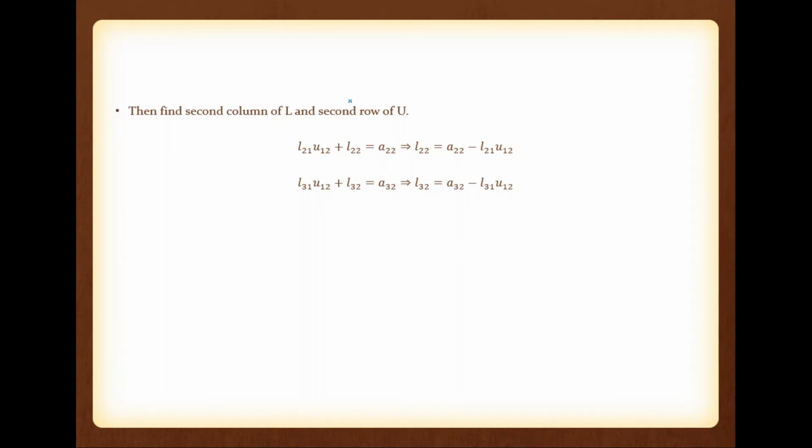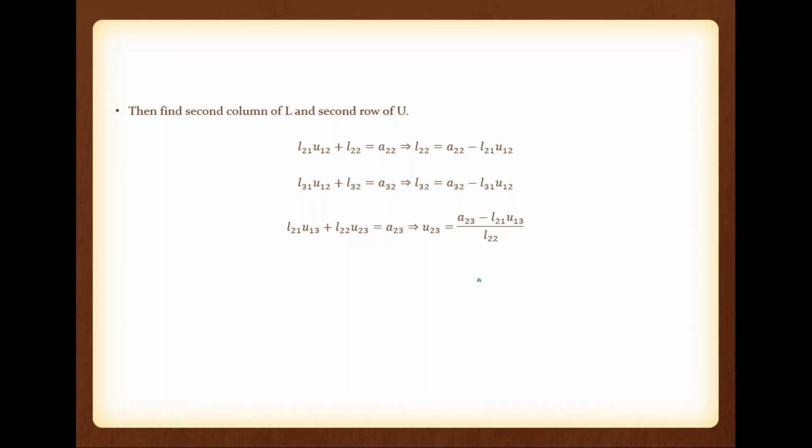Now travel through the second row of A. So remaining element is A23. So what is A23? Second row of L into third column of U. So it will give L21 into U13 plus L22 into U23, that is equal to A23. So this U23 is unknown. So U23 is equal to A23 minus L21 U13 divided by L22.